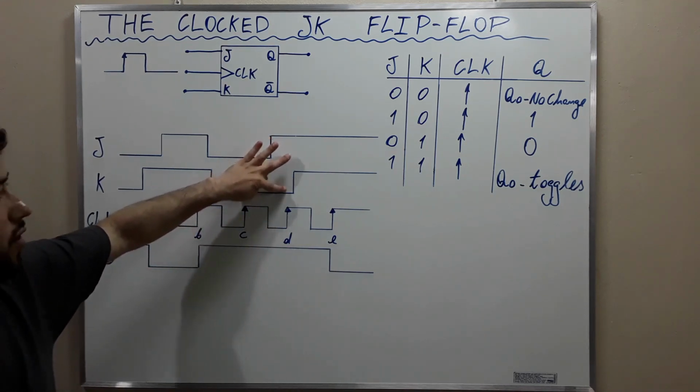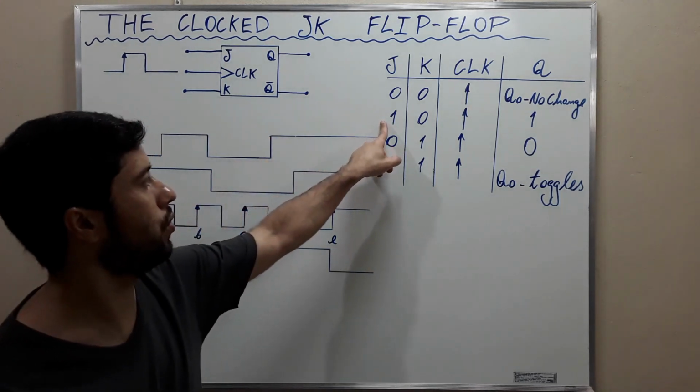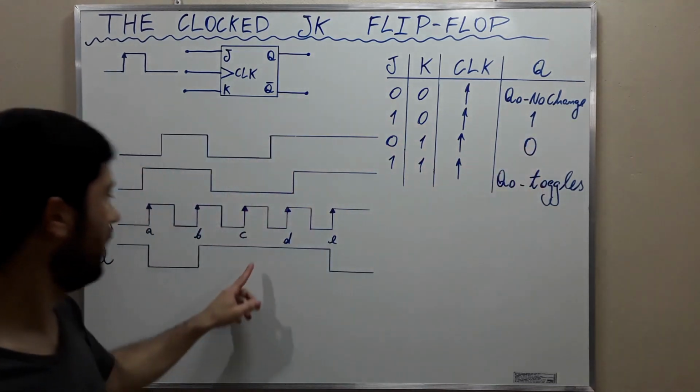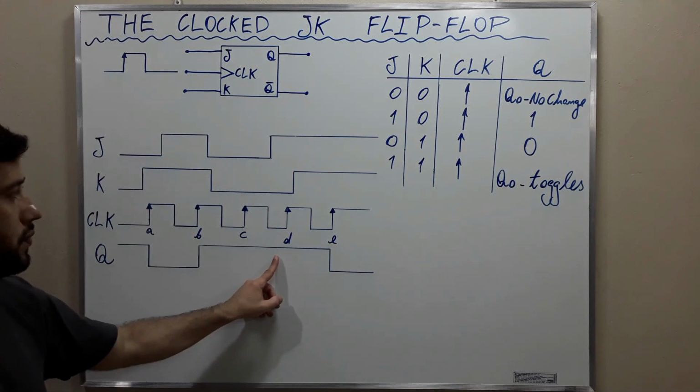K is 0 and J is 1. J is 1, K is 0, so the output is 1. As it was already 1, it stays 1.